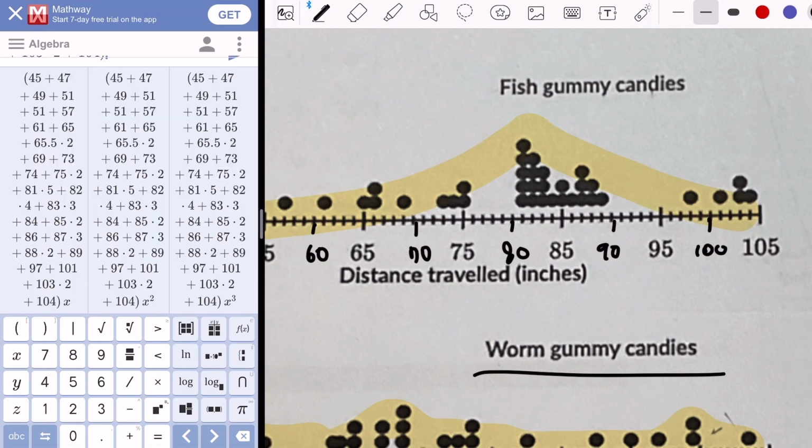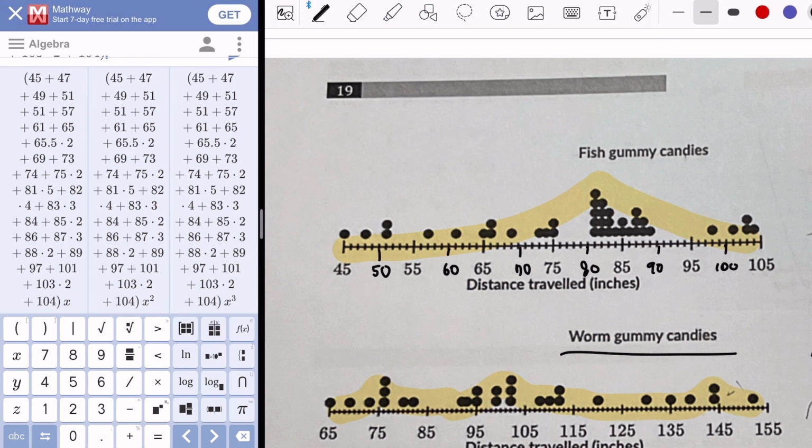Then, wait, how many dots are there? Okay, it's 1, 2, 3, 4, 5, 6, 7, 8, 9, 10, 11, 12, 13, 14, 15, 16, 17, 18, 19, 20, 21, 22, 23, 24, 25, 26, 27, 28, 29, 30, 31, 32, 33, 34, 35, 36, 37, 38, 39, 40, 41. There's 41 dots, right?